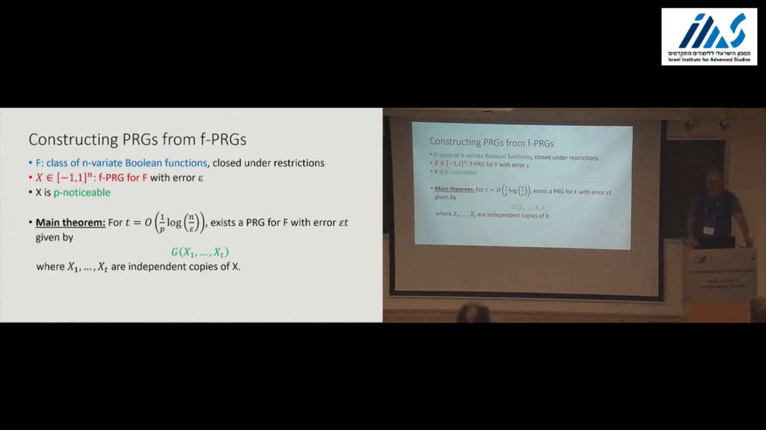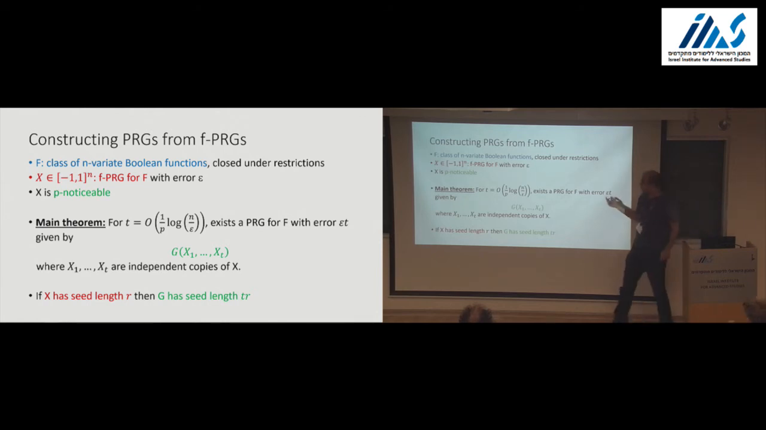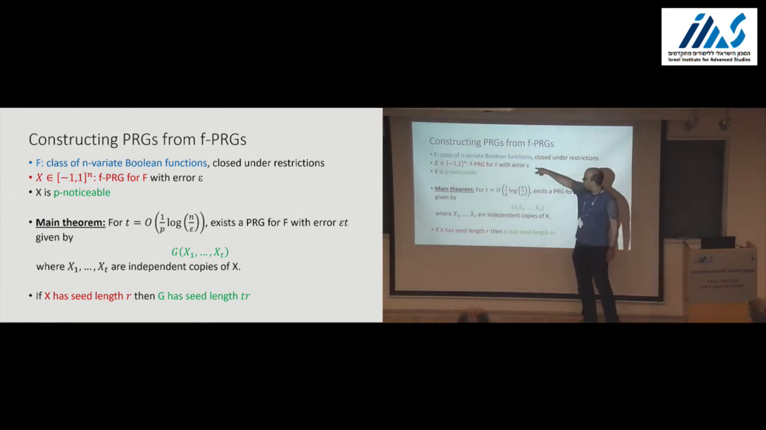Do you have to be in 0, 1, or minus 1, 1, or can you take it outside? No, minus 1, 1. So it's not allowed to go outside the cube. Yeah, it's not allowed to go outside the cube. You can think about what you could do, but for now, no, it's just inside the solid cube. So the seed length you need is basically whatever seed length you needed for this fractional PRG times a log n factor.